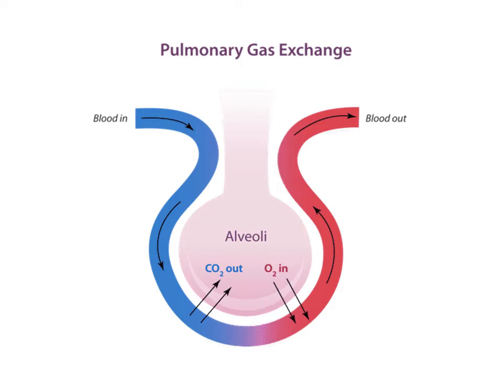Here is a picture of an alveolus and its capillary. You can see that the blood coming in is high in CO2 and low in oxygen. So carbon dioxide, or CO2, will move out of the blood into the alveoli, and oxygen will move into the blood from the alveoli.